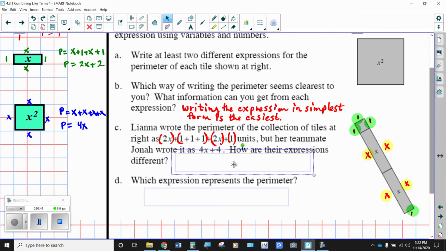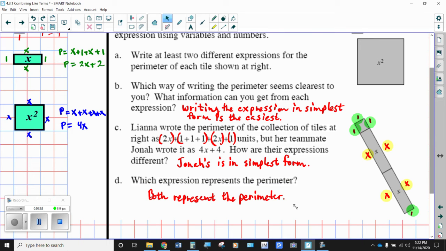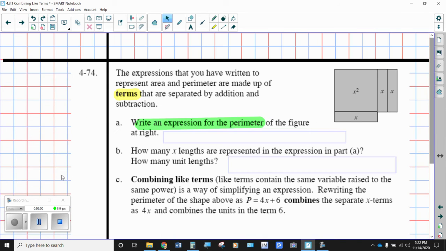So in essence, one of them is in simplest form and one of them is not. Jonah's is the expression that's in simplest form. So which one would represent the perimeter? Technically, they both do. It's just Jonah's has been written in simplest form. It's a lot easier to write this one than it is to write that one. All right, so the expressions that you have written to represent area and perimeter are made up of terms, just like we did when we were adding numerical expressions together.